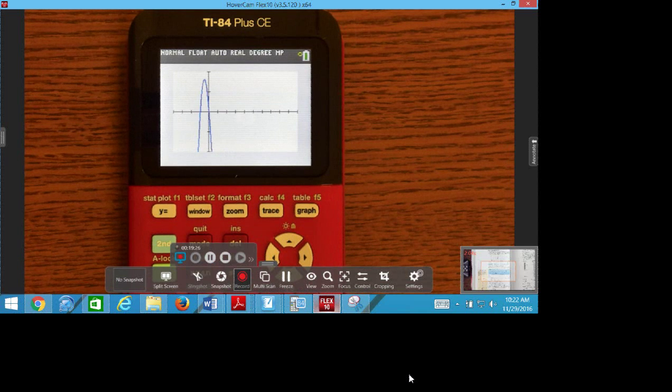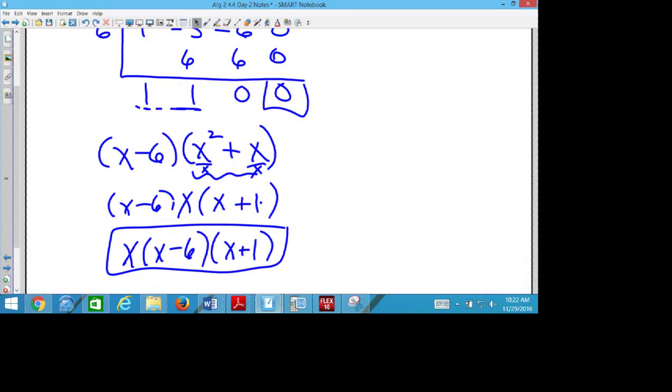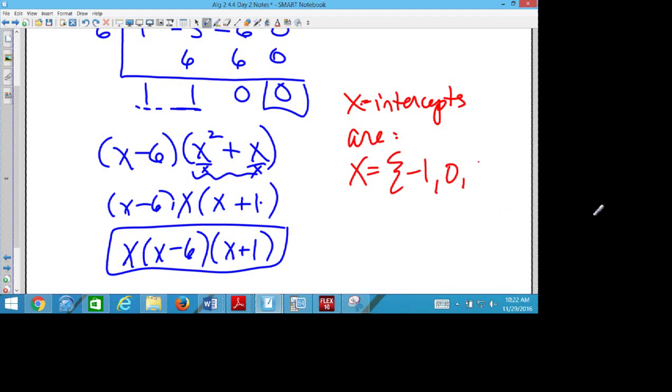Just so everybody sitting further away, can you see where the x-intercepts are? What's the first one? Negative 1, 0, and 6. Negative 1, 0, and 6. Those are our x-intercepts.